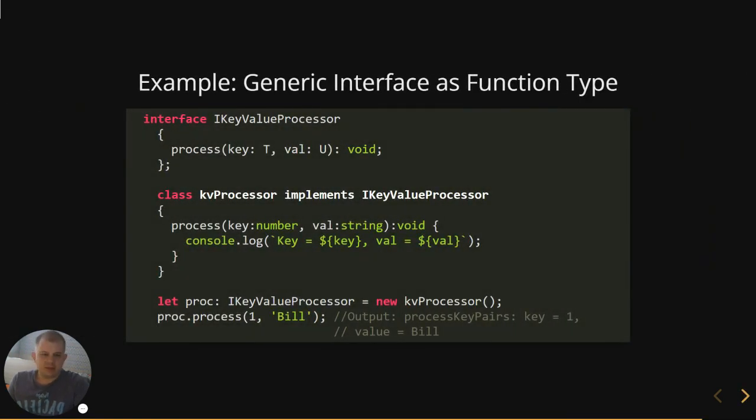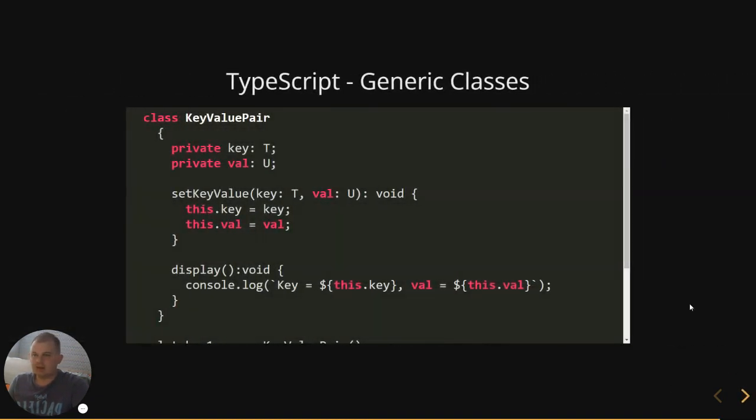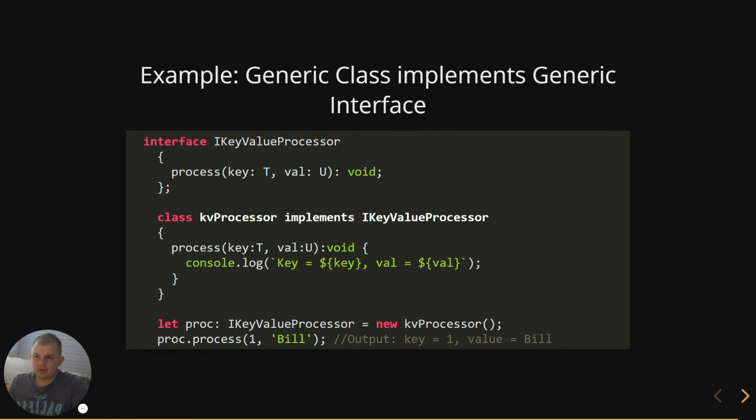The generic interface can also be implemented in a class, the same as a non-generic interface, as shown below. TypeScript, next slide, generic classes. TypeScript supports generic classes. The generic type parameter is specified in angle brackets after the name of the class. A generic class can have generic fields, member variables, or methods. The generic class can also implement a generic interface. Consider the following example.